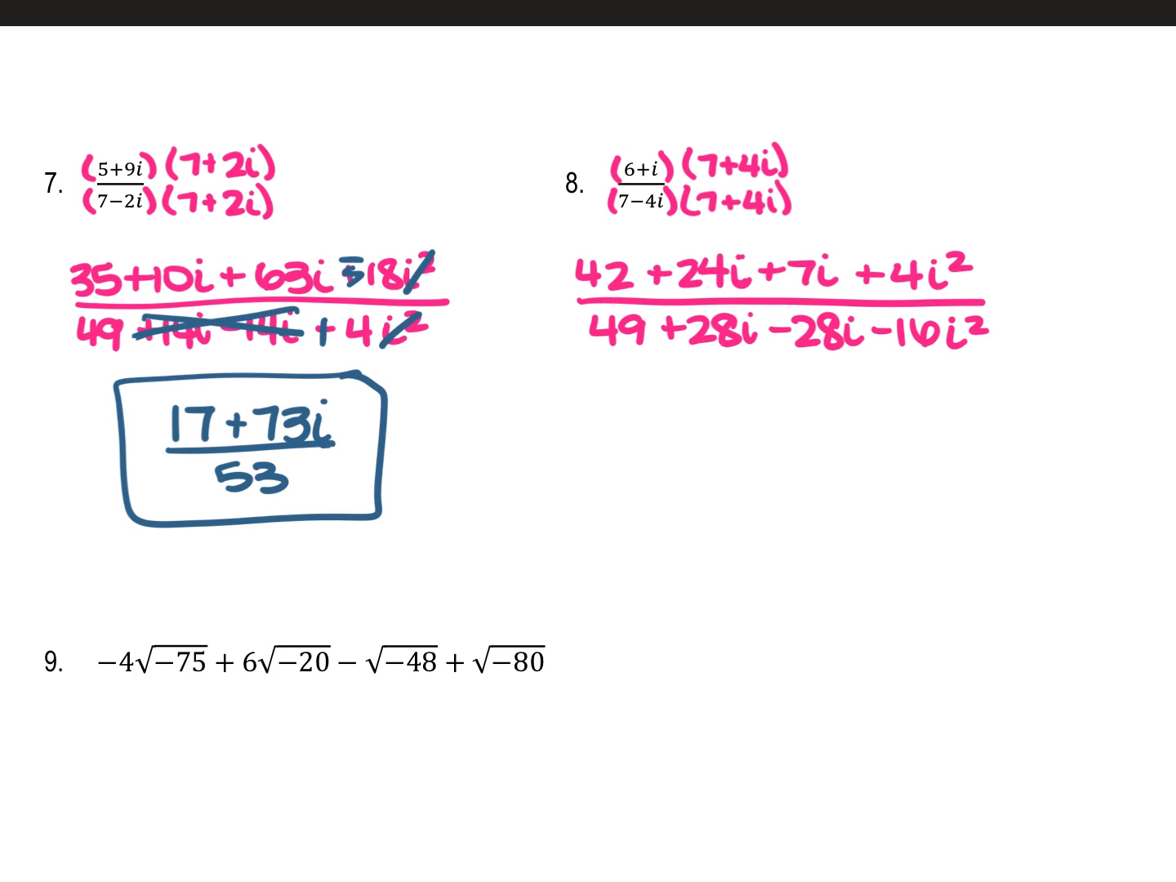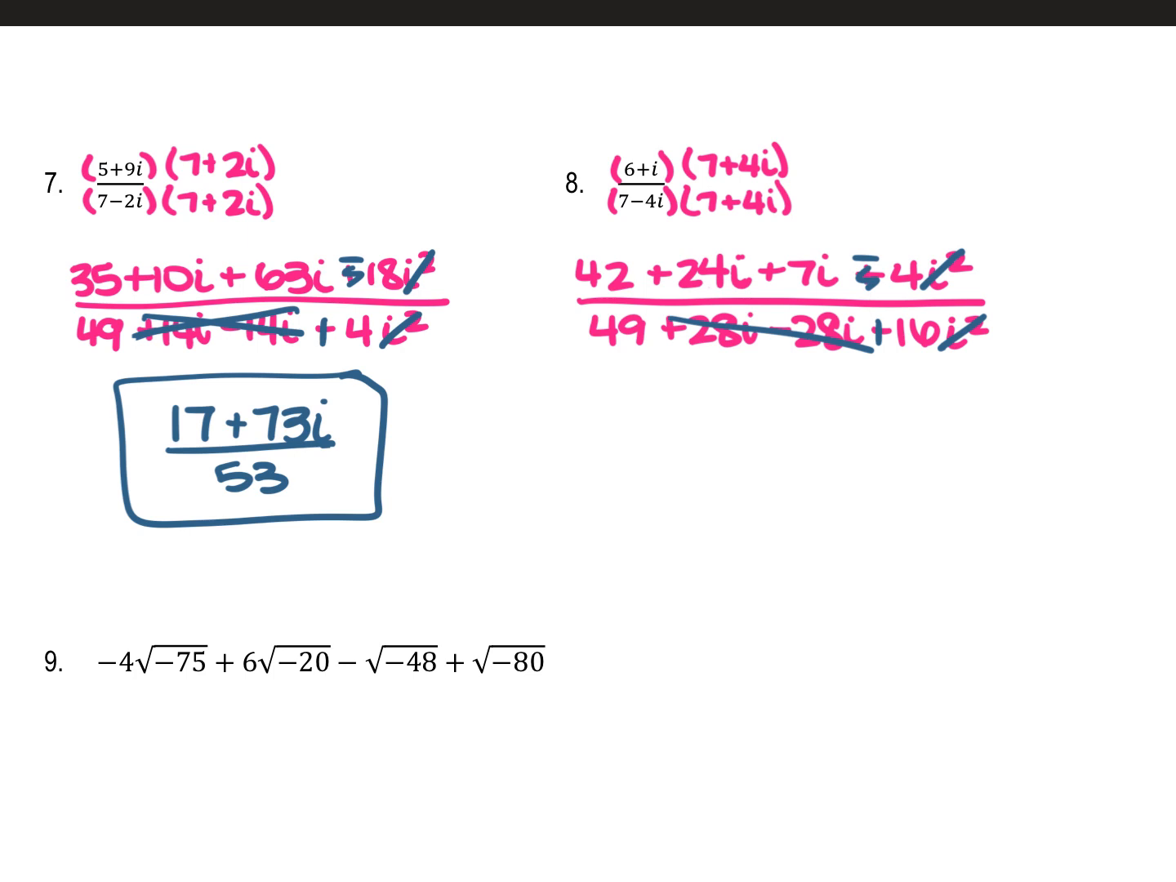minus 16i squared. The i squared changes the sign in front of the numbers, so that 4i squared turns into negative 4. The negative 16i squared turns into positive 16. From here, your 28i and your negative 28i are opposites, so they cancel each other out, and then you're just left with combining like terms.